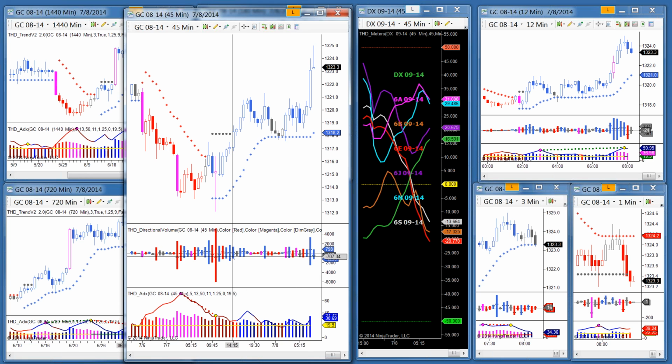Then we plot all of the volume. Above zero is buyers. All the volume below zero are sellers. This is what makes it directional.